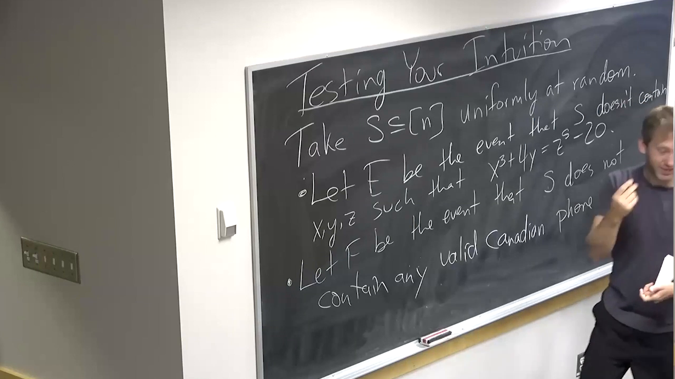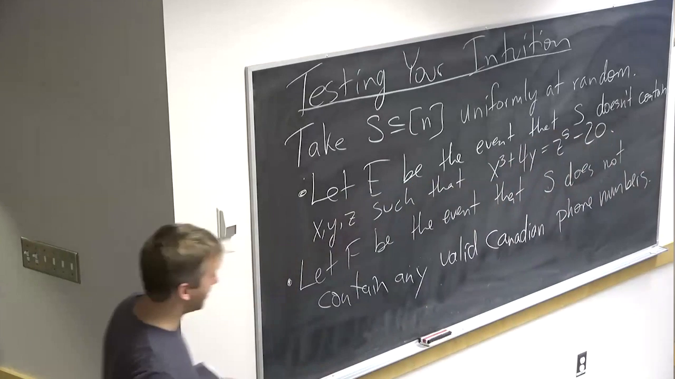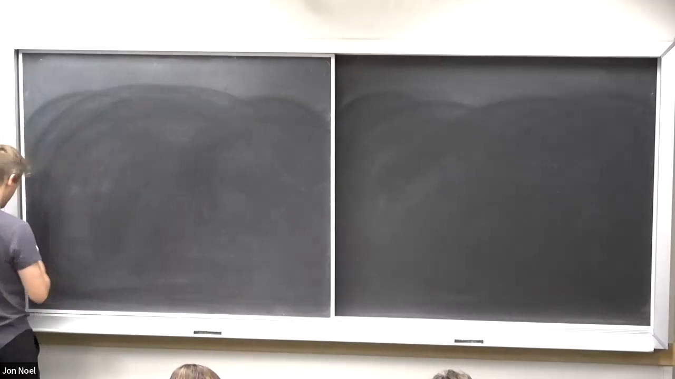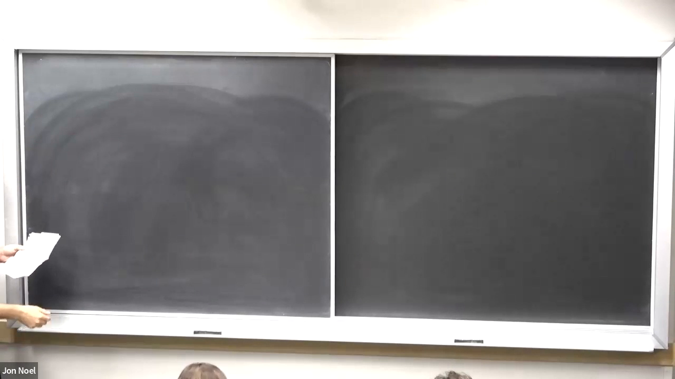And that's actually the philosophy that I wanted to come to with this. We're going to see that if E happens, then F is actually more likely to happen, or at least as likely. So this relates to something called the Harris-Kleitman inequality.